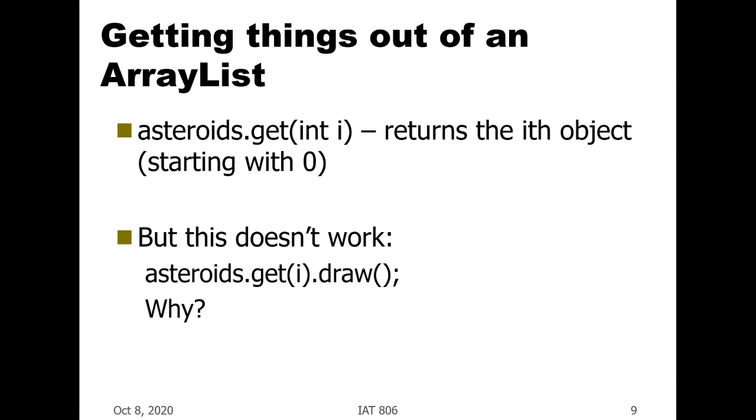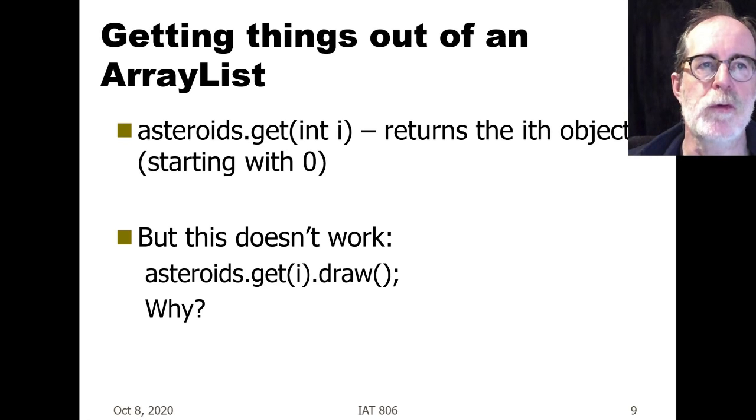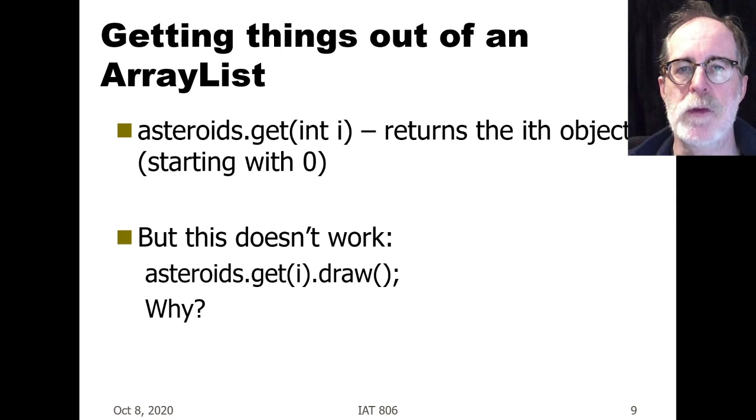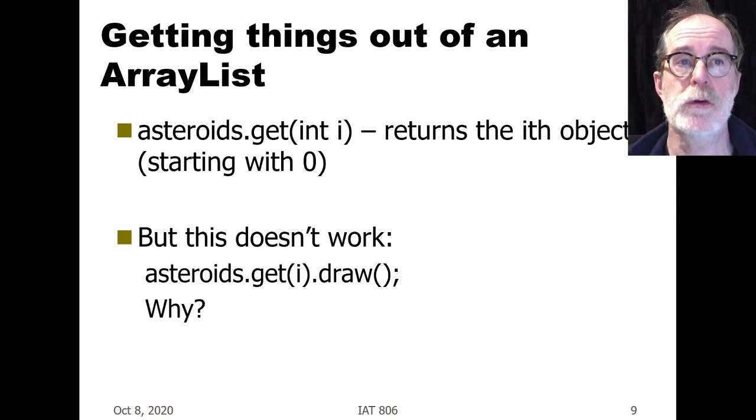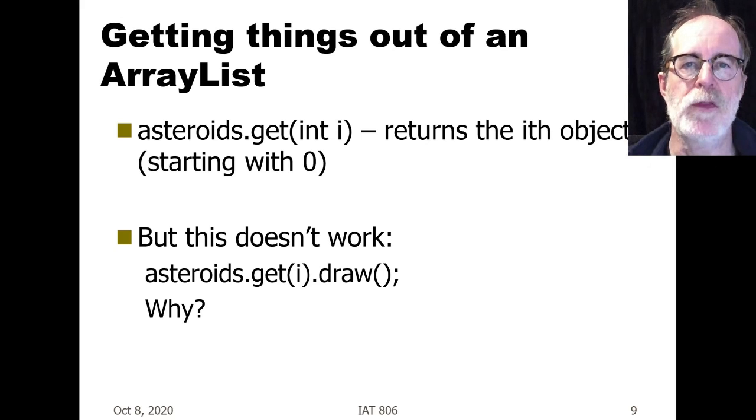So the next thing we would like to do, once we've filled the ArrayList, is to get objects out of the ArrayList. And as I mentioned earlier, we just execute the asteroids.get method. What that does is it returns an instance of something. It returns the ith object. So asteroids.get, and then you have some integer value from 0 to 4 inclusive, and it returns the ith object, starting once again with 0.